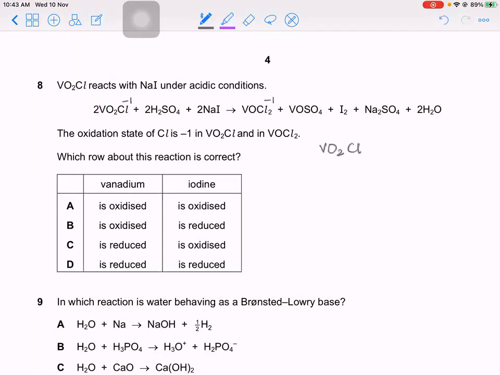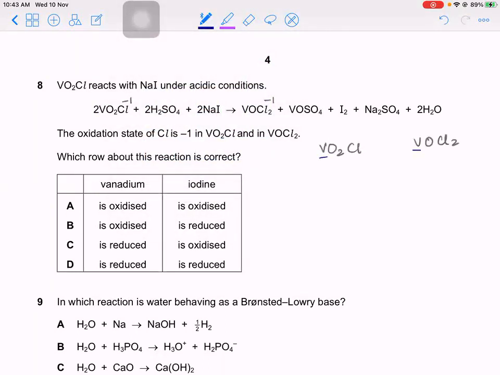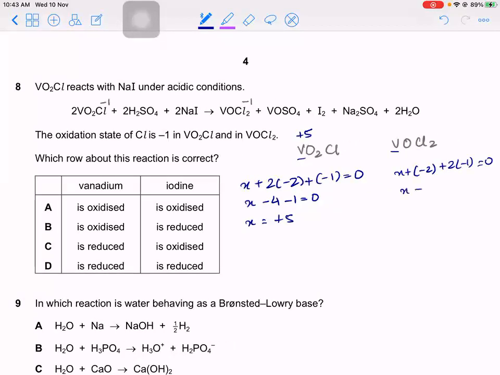Let's see. You have VO2Cl and VOCl2. Let's find V. So let's see the oxidation state. X plus 2 times -2 plus -1 is equal to 0. X minus 4 minus 1 is equal to 0. X is equal to plus 5. So V here is plus 5. Let's find it here. X plus -2 plus 2 times -1 is equal to 0. So X minus 2 minus 2 is equal to 0. X is equal to plus 4. What is happening to vanadium? It is getting reduced. Can't be A, can't be B.